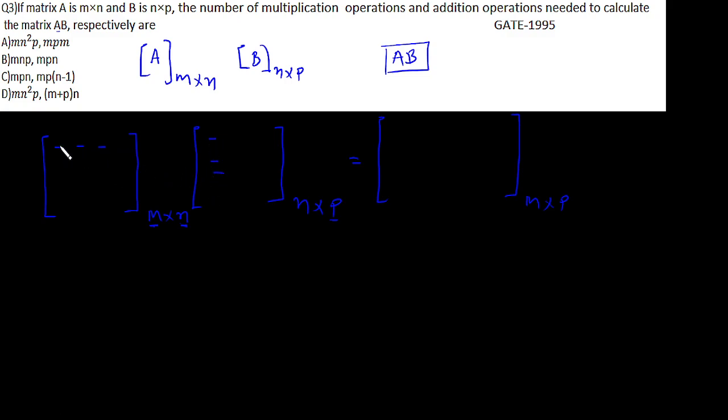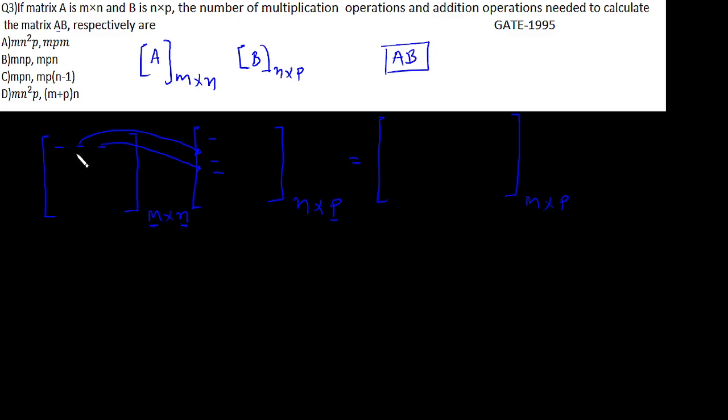So this entry will multiply with this and give the first multiplication. This entry will again multiply with this one and give another multiplication. So we have done two multiplications. This entry again multiplies with this. So again we have done three multiplications. In the same manner, all n entries are multiplied with this n entry.